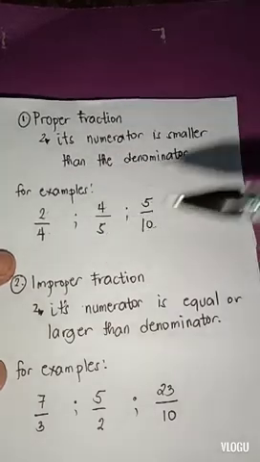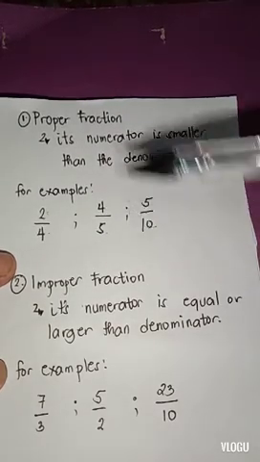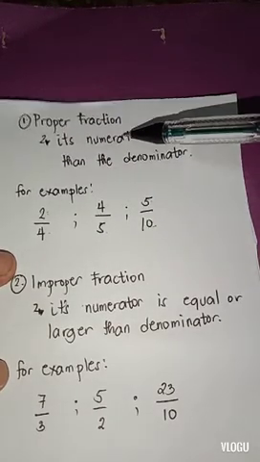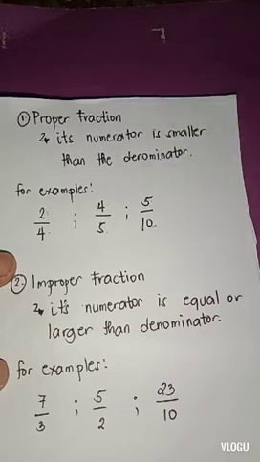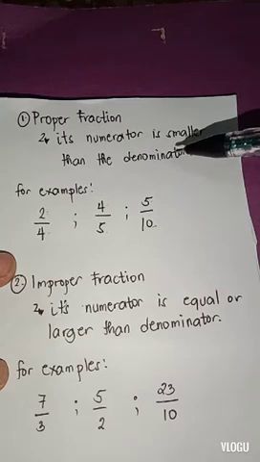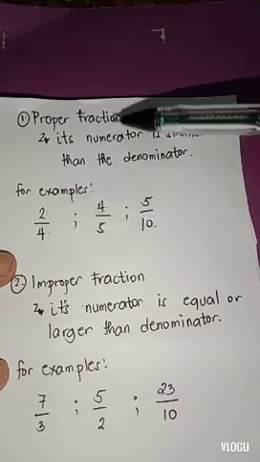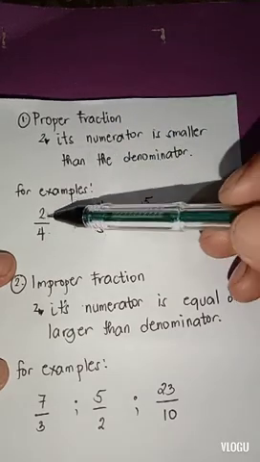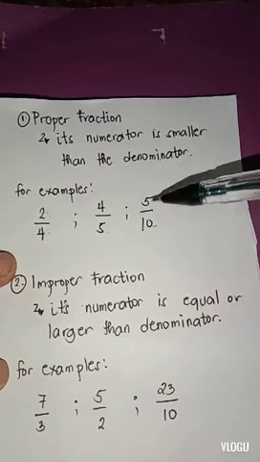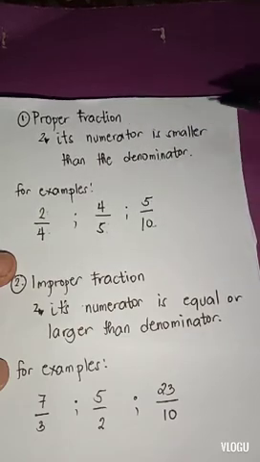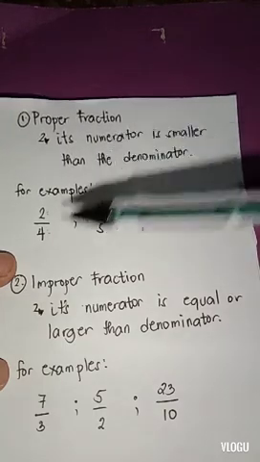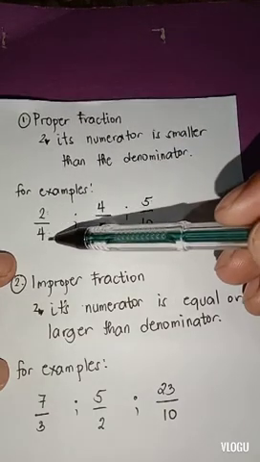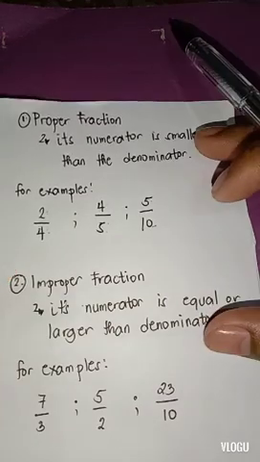So numerator, denominator, numerator, denominator. Diba? So ulitin ko, pag sinabi natin proper fraction, each numerator is smaller or mas maliit kaysa kay denominator. So ito yung mga example ni proper fraction. So meron tayong 2/4, 4/5, and 5/10. So mapapansin nyo mas maliit yung nasa taas, so yung numerator yon. Then yung nasa baba is yung denominator.